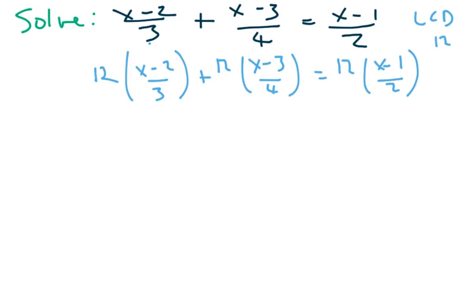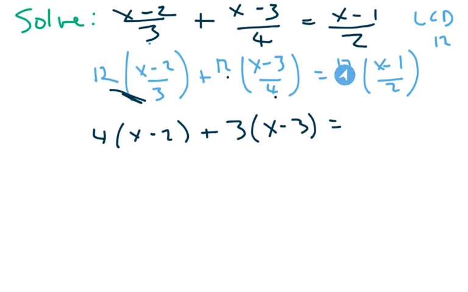Okay, so like we did the last time, 12 divided by 3 is equal to 4. So I'm going to get 4 into x minus 2, plus 12 divided by 4, which is 3, so 3 into x minus 3. And that's equal to 12 divided by 2 is 6, so that's going to give me 6 into x minus 1. You now multiply it all out, being careful for minuses and minus and things.